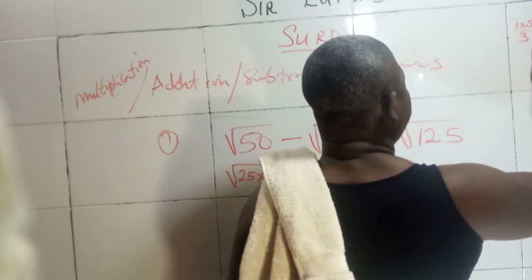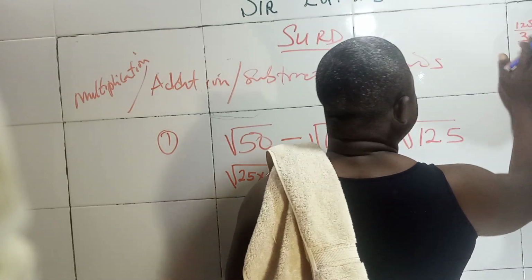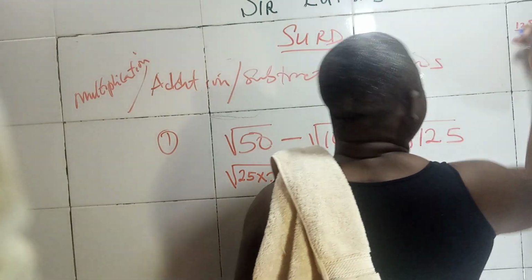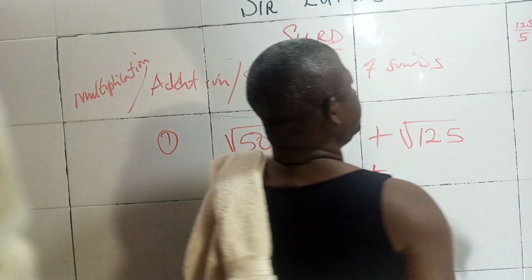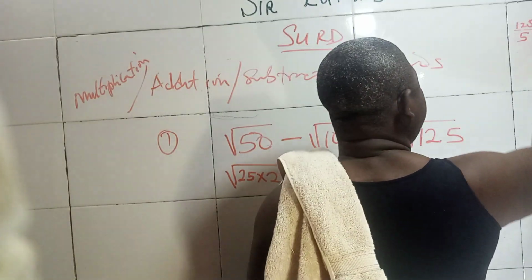3 goes in 12, that is 4. Can 3 go here? Can 3 go here? No. So meaning that our factor is not 3 and 4. So you go for 4. Can 4 go here? No. Let's go to 5. 5 goes in 12, that is 2. Remainder 2. In 25, that is 25.